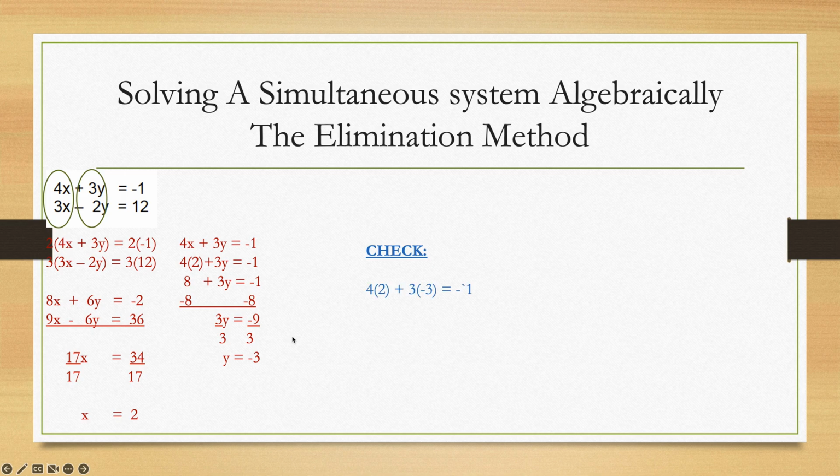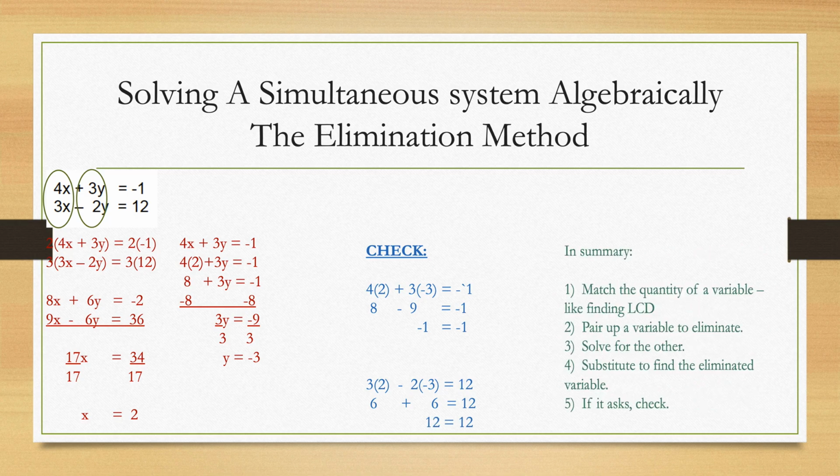Here's my check if I want to check. Substituting in a 2 for x and a negative 3 for y: 8 minus 9 is negative 1. Yep, it is. And 6 plus 6 is 12. It is. Very good. Here's our summary.